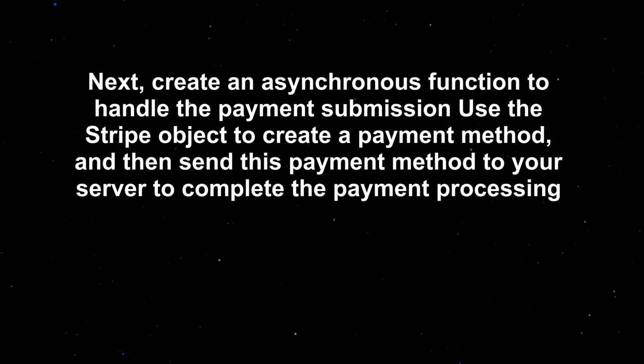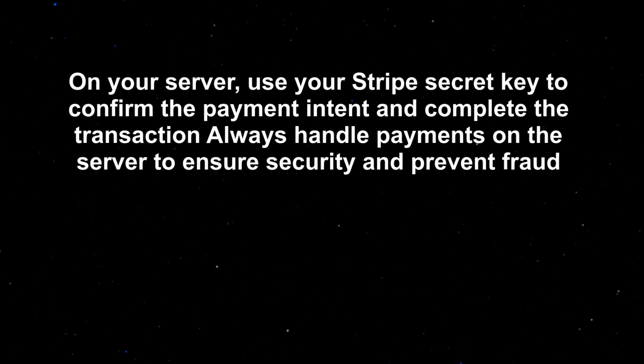Next, create an asynchronous function to handle the payment submission. Use the Stripe object to create a payment method, and then send this payment method to your server to complete the payment processing. On your server, use your Stripe secret key to confirm the payment intent and complete the transaction. Always handle payments on the server to ensure security and prevent fraud.